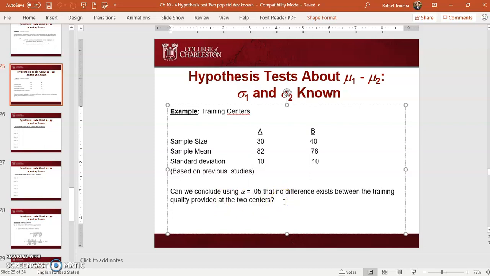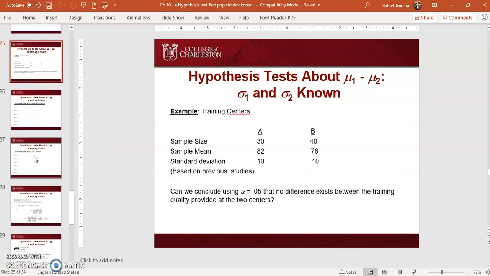We did that in the previous video, so I'm going to skip this part. You know that this is a two-tailed test. The null hypothesis is that the two centers don't differ. The alternative hypothesis is that they differ.